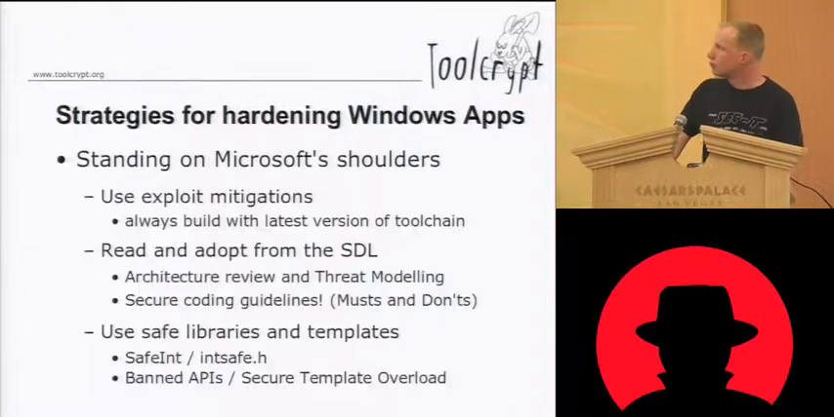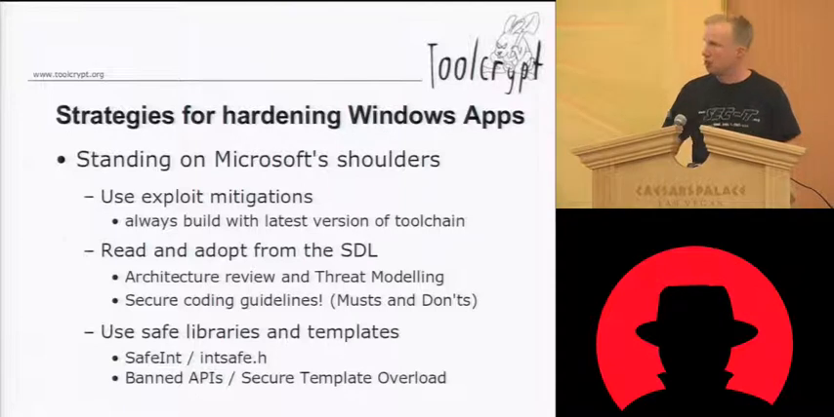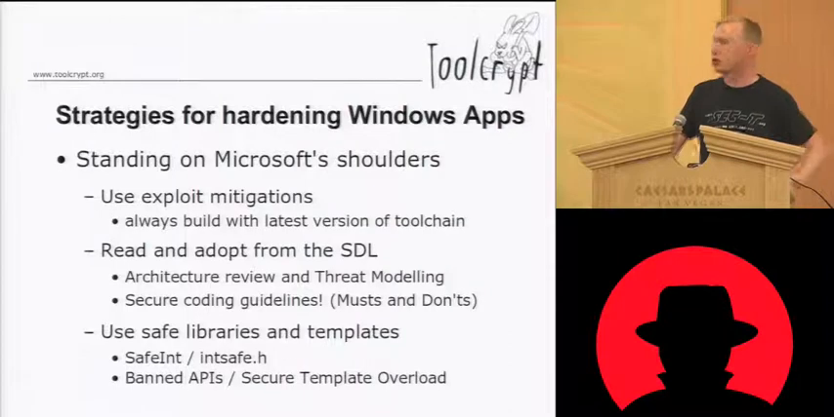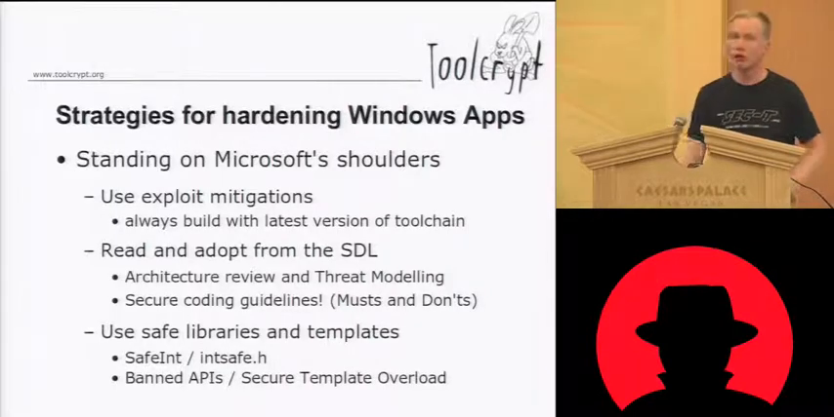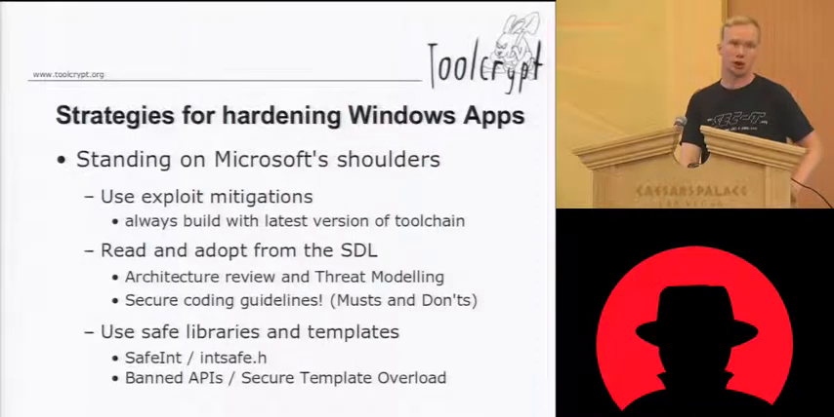So, what can we learn, basically, from Microsoft's almost 10 years journey into trusted computing? Well, we can start to use these exploit mitigations that are available to us both in the toolchain and in Windows, which means that we need to be aware of them and how they work and how we need to, in some cases, enable them for our apps.